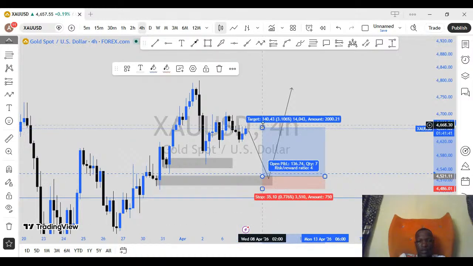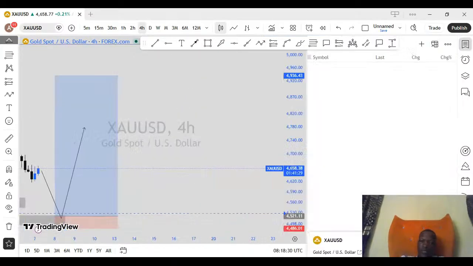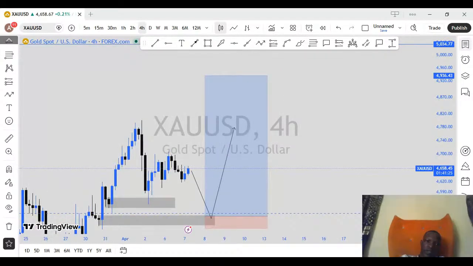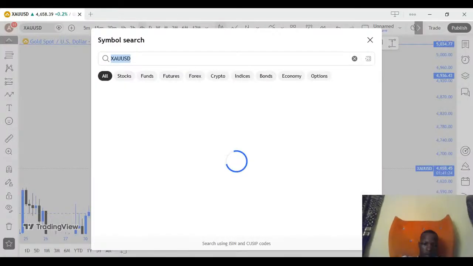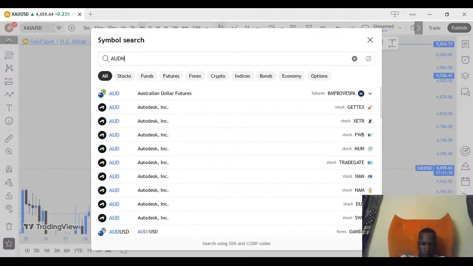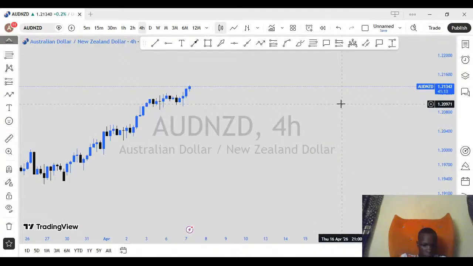That's that about that. AUDNZD, and then EURJPY. Okay, AUDNZD. Let's check. On AUDNZD, let's check from the monthly time frame.